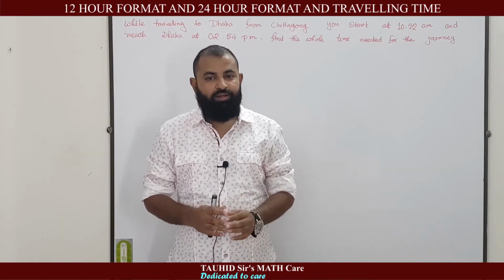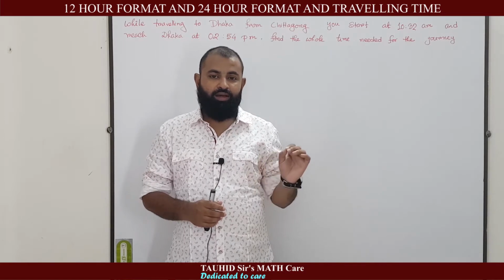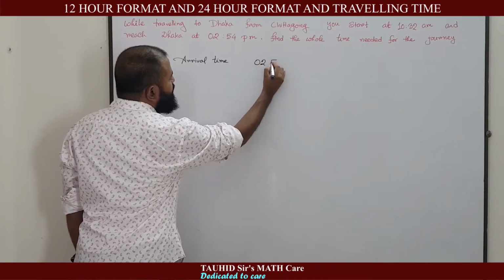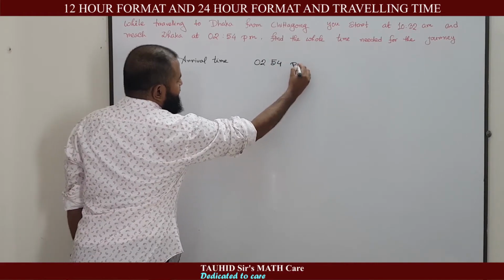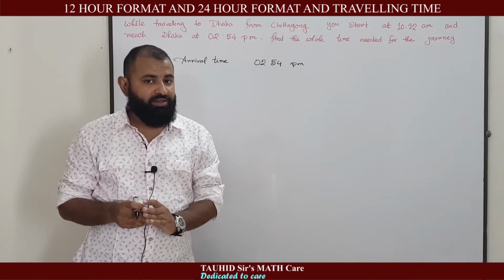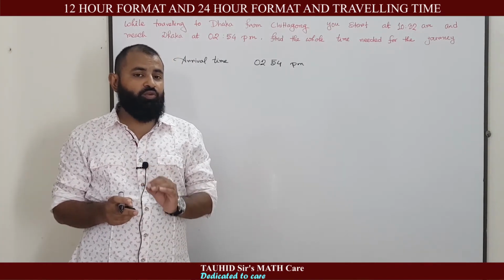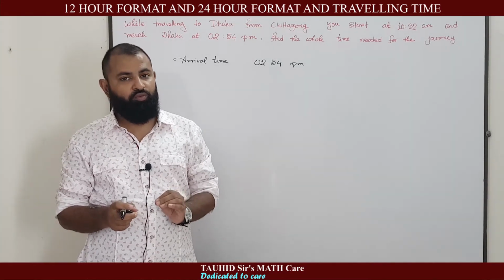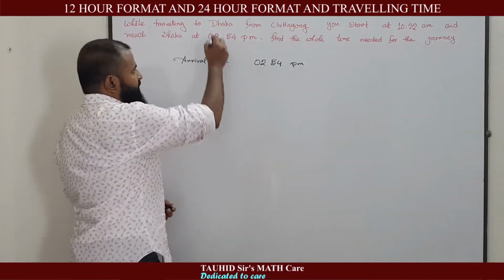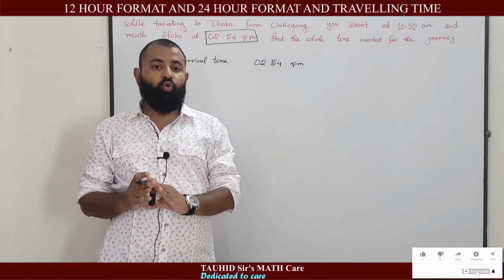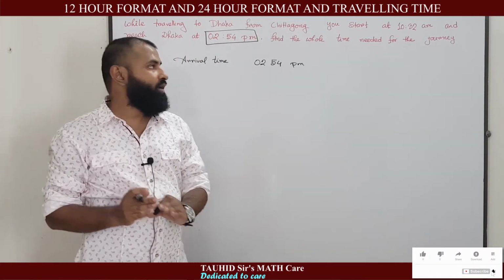How can we do that? We need to subtract the starting time from the ending time. Arrival time was 2:54 pm. First of all, while calculating the traveling time, the thing we need to keep in our mind is that we must use 24-hour format. While we use PM, we need to add 12 hours to it.